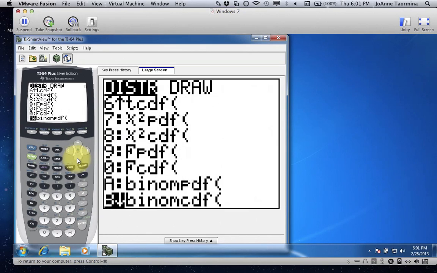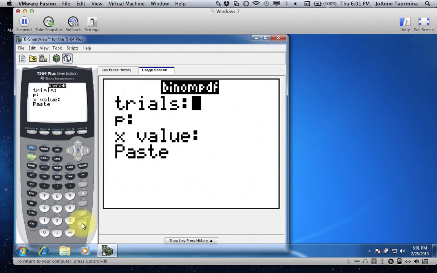Okay, there it is. Now notice that A and B look pretty similar, but there's a big difference. You're always going to be choosing binompdf, which is option A. It's very easy to mistake option B and option A, so make sure that you always are very careful to choose the correct one. Okay, with A highlighted, you hit enter, and it brings up a screen where you can enter 3 items: the number of trials, p stands for the probability of success on a single trial, and x value stands for the number of successes.